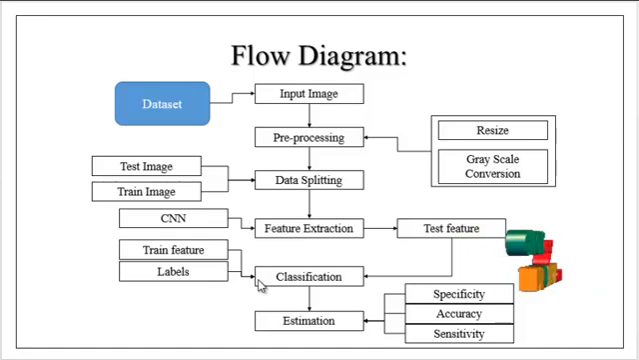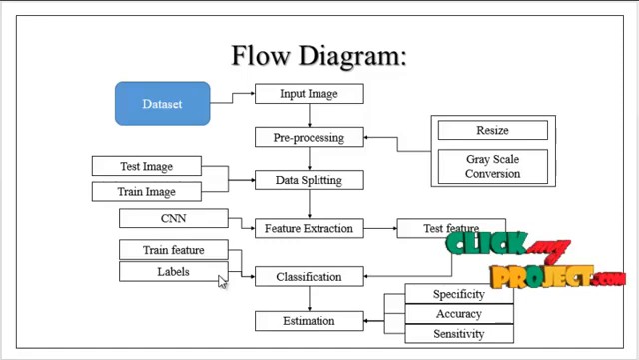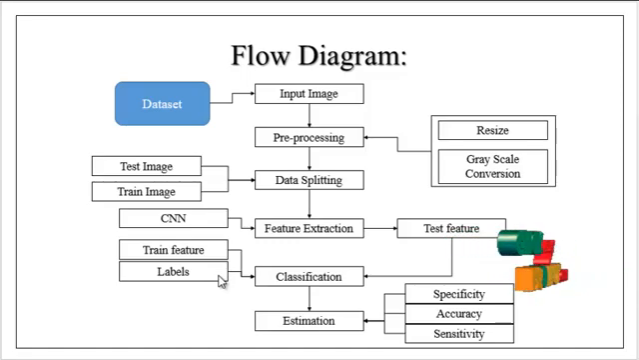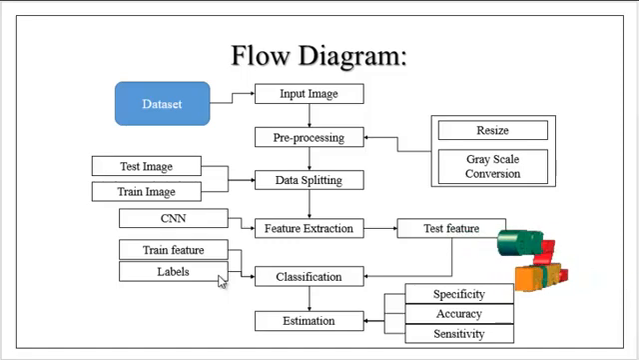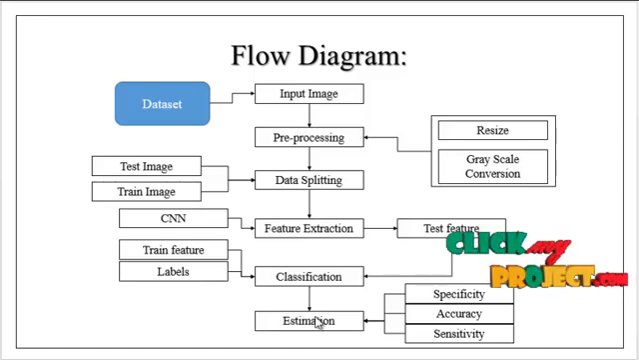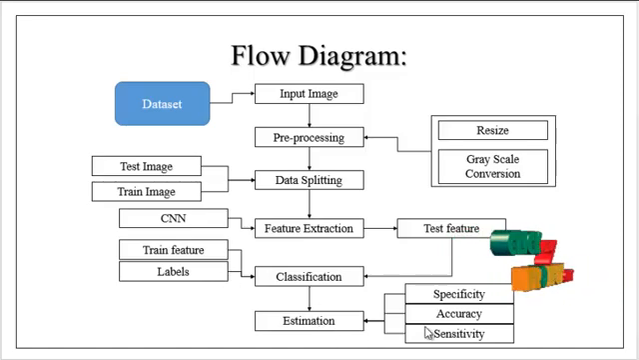During the classification, we have to import the test feature, train feature and labels together. The label is the categorization. For example, if we have two kinds of categories in the dataset, like cancerous as well as non-cancerous, the number of labels will be 2. After doing the classification, we just have to estimate the performance, like accuracy, sensitivity and specificity.